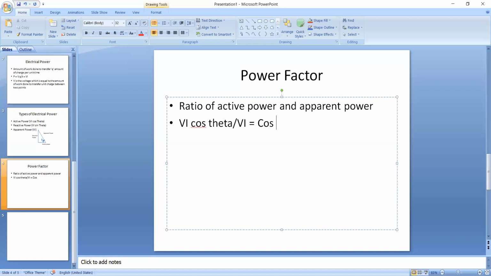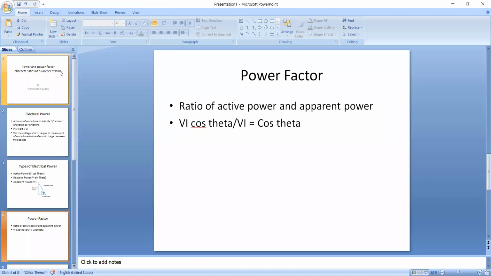cos theta. So you can again define power factor as the cosine of the angle between the voltage and the current phasor. Theta is also the angle between the voltage and the current phasor in a circuit. The angle between the voltage and the current phasor is known as theta, and power factor is the cosine value of that theta. So we have discussed two terms, power and power factor.